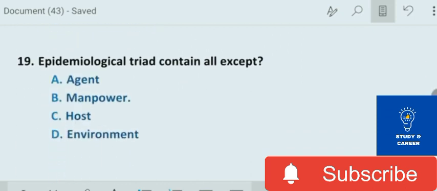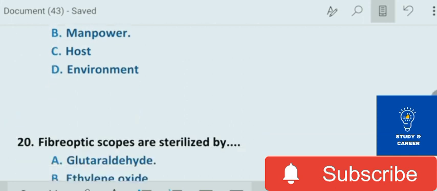19th, epidemiological threat contains all except: A. agent, B. manpower, C. host, D. environment. So in epidemiological threat, agent, host, and environment are included but except manpower. B is the right answer.